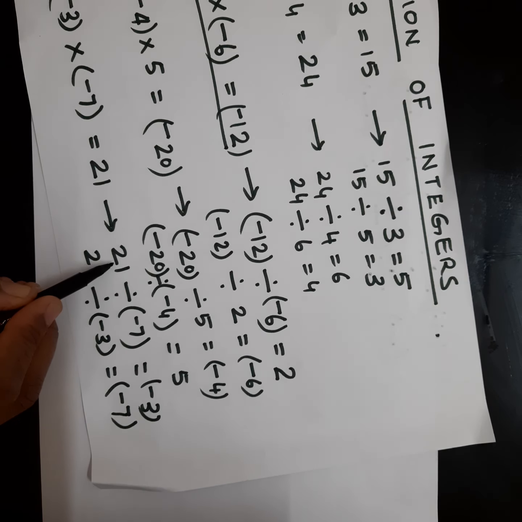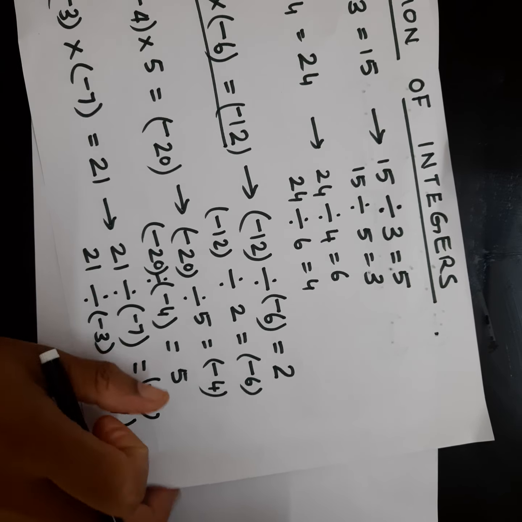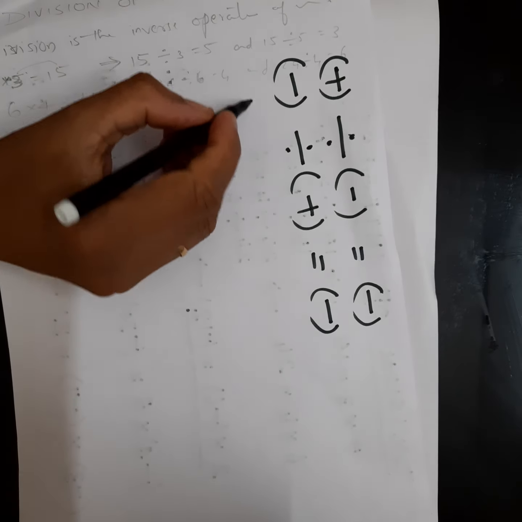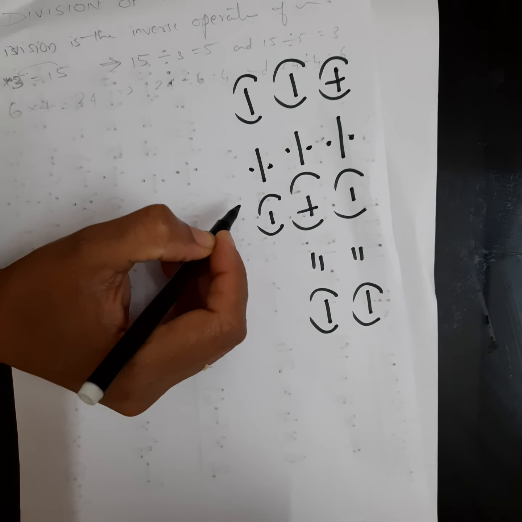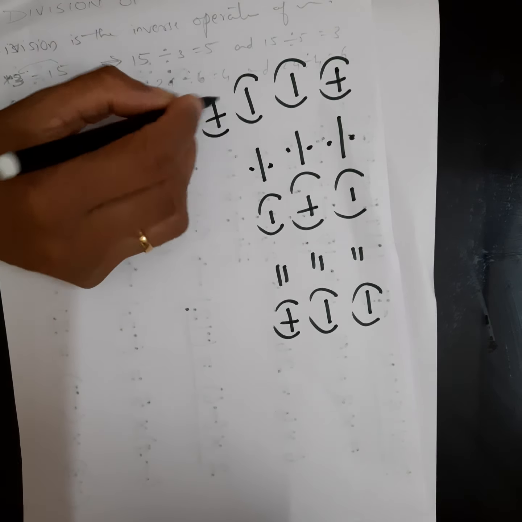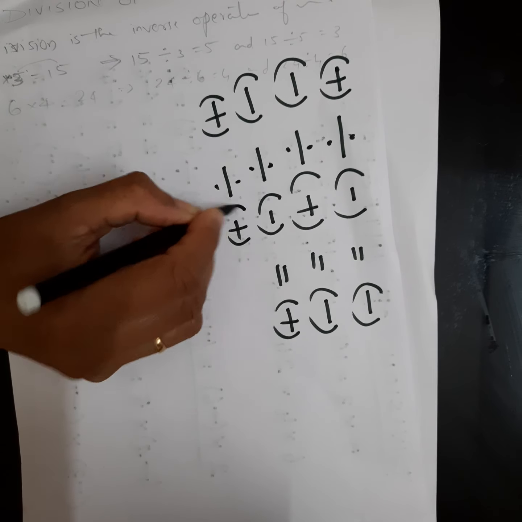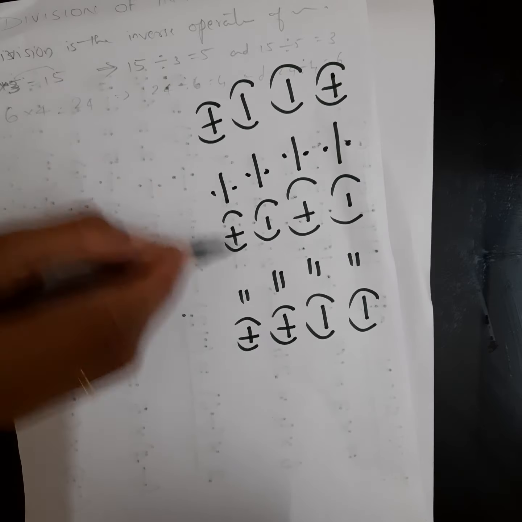When we are dividing a positive number with a negative number, the quotient is again negative. Now let us see, when we are dividing a negative number with another negative number, the quotient is positive. Quotient is positive. When both are positive, you already know, no doubt it is positive only. That is, we get the same rule.